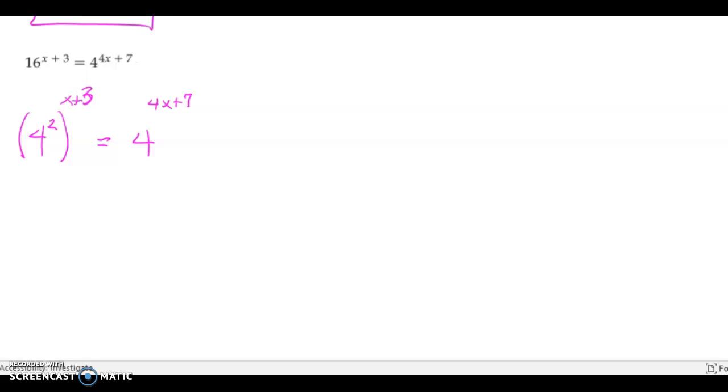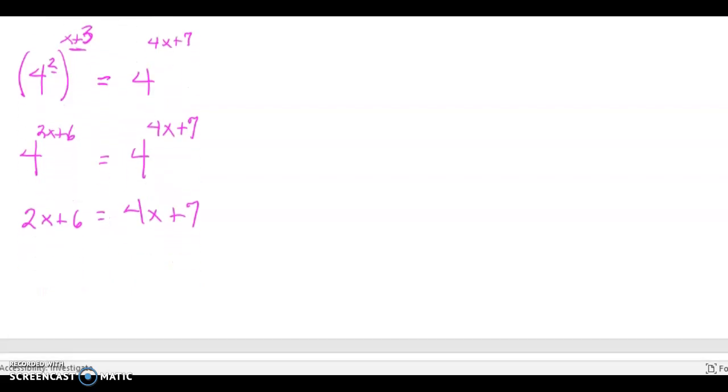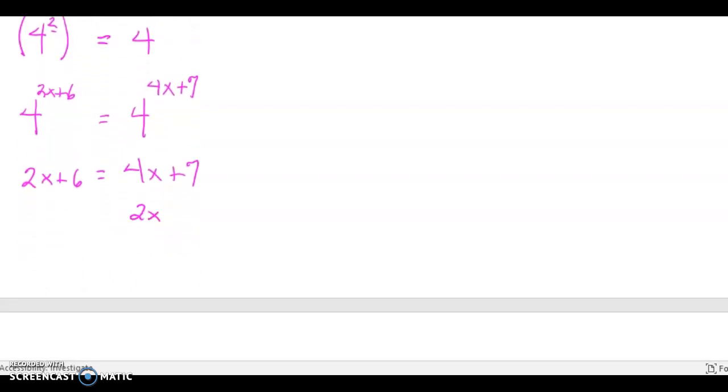Since my bases are equal, oh, and I want to take my power to my power first, so 4 to the 2x plus 6 is equal to 4 to the 4x plus 7. Since my bases are equal, I can literally just set my exponents equal to each other. 2x plus 6 has to equal 4x plus 7. So I'll subtract 2x from both sides, and I'll subtract 7 from both sides, and then divide by 2, and I get x equals negative 1/2.